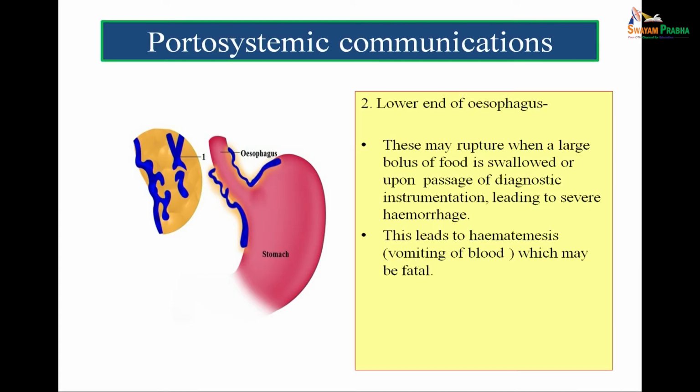Now, coming to the lower end of the esophagus, we see here the tortuous, enlarged and dilated veins in relation to the lower end of the esophagus. These may rupture when a bolus of food is swallowed or upon passage of diagnostic instrumentation, leading to severe hemorrhage. This leads to hematemesis or vomiting of blood, which can even be fatal. So, these conditions are very alarming and their anatomical basis needs to be understood.